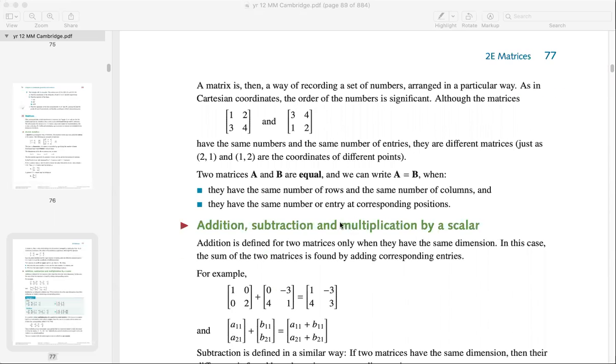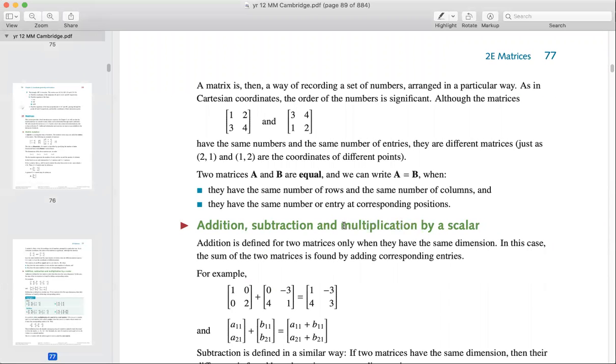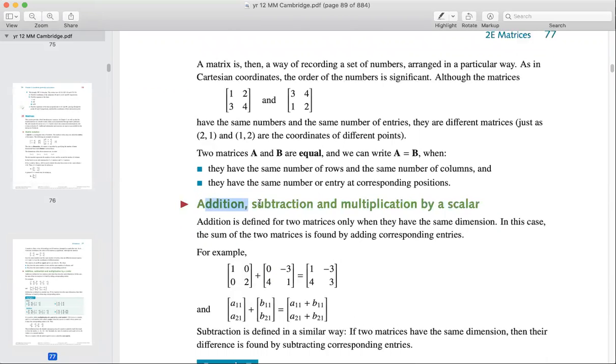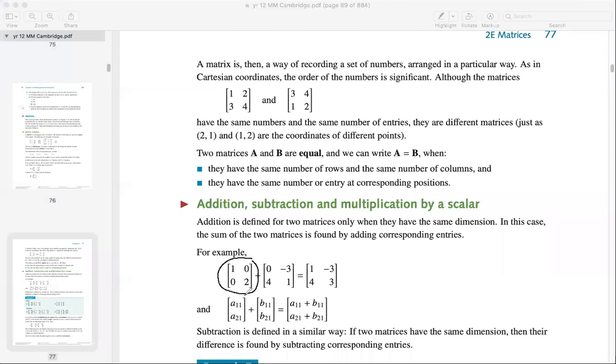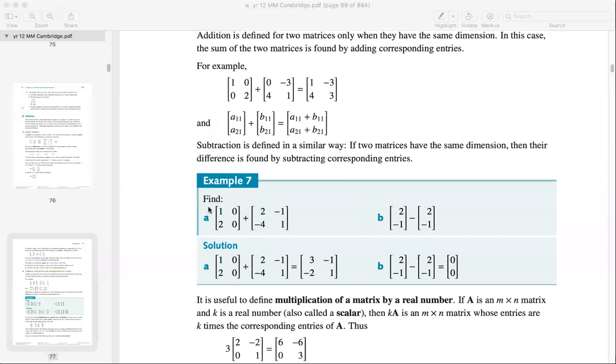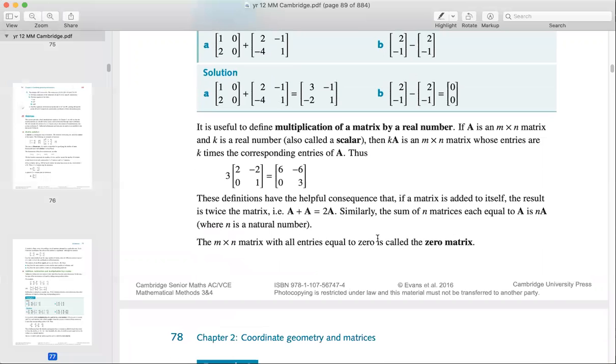Especially for multiplication, this one is really tricky and I will spend more time on it. But addition and subtraction are pretty easy. The dimensions must be the same, which means a 2 by 2 can only add or subtract with a 2 by 2 matrix. You cannot use a 2 by 2 to subtract a 2 by 1. For example, I cannot subtract A11 and A12 from a 2 by 2. It does not make any sense. It's invalid in matrix addition and subtraction. So adding and subtracting is pretty straightforward.